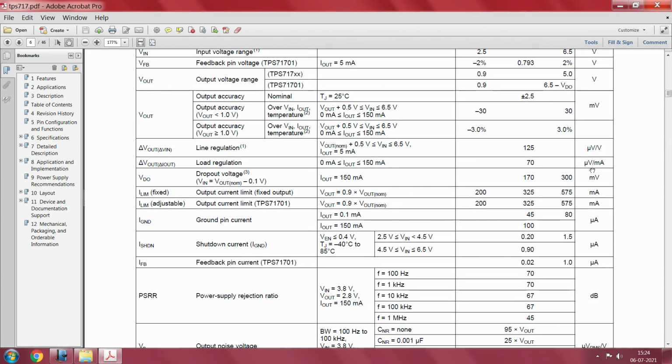The smaller the better in both the cases. You do not want the set point V out to fluctuate under any condition. For any change in input voltage, this will be the output voltage change, and for any load current change, I load, this will be the change in the output voltage, which will fall by 70 microvolts.